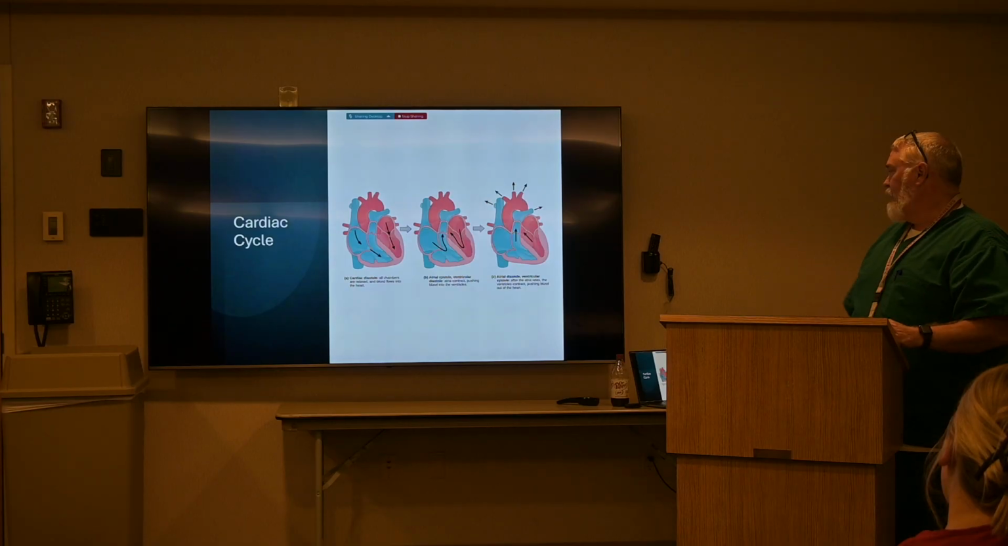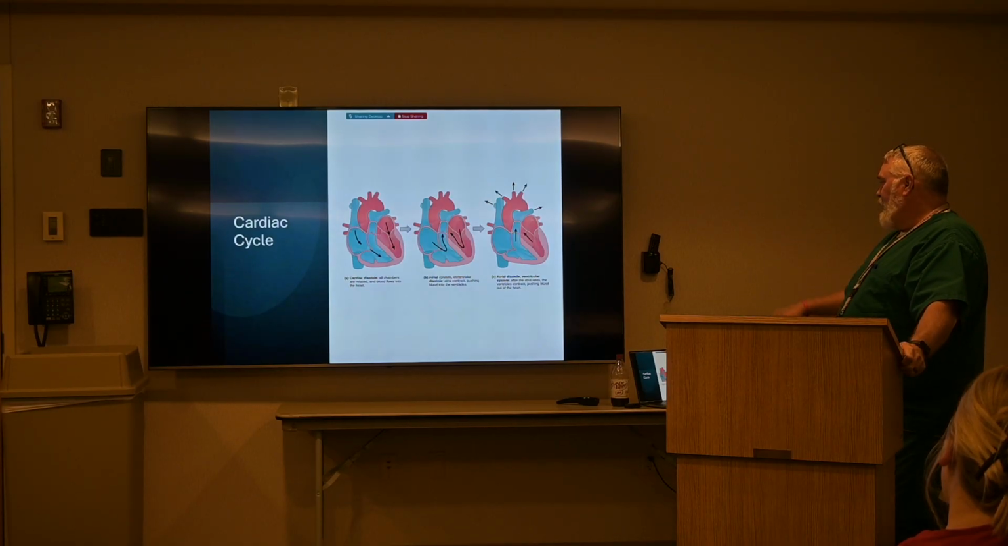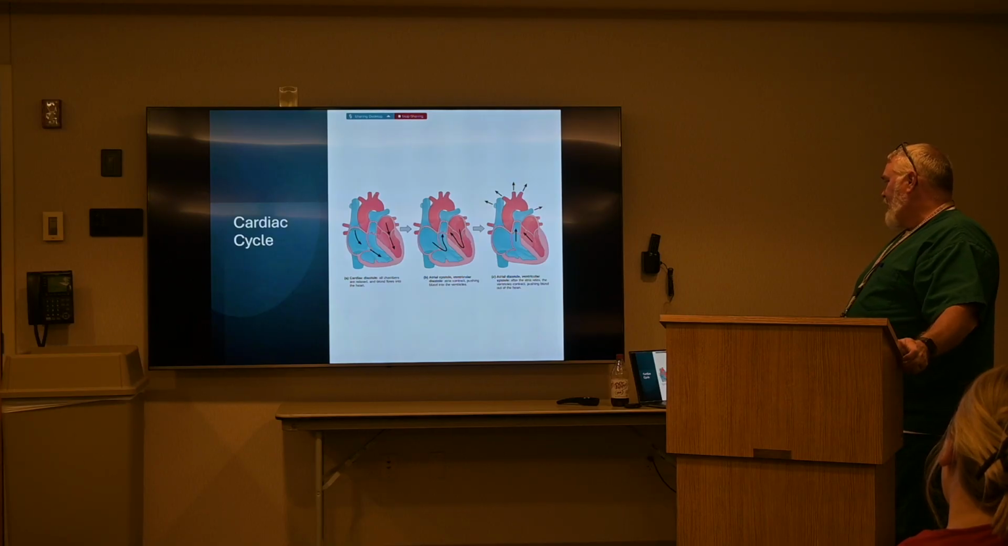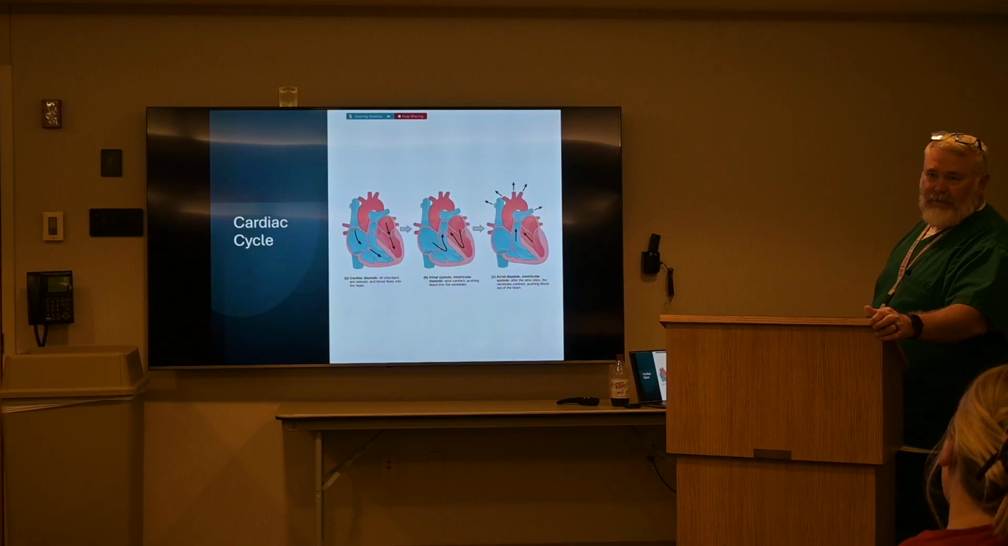the cycle just continues. And then finally, you hit atrial diastole and ventricular systole. After the atria relax, the ventricles contract, pushing blood throughout the heart and sending oxygen to the tissues.